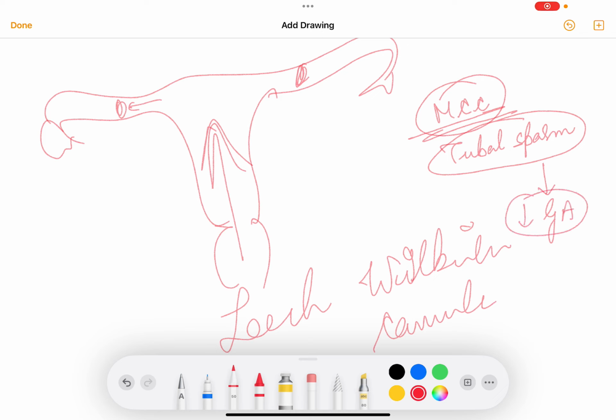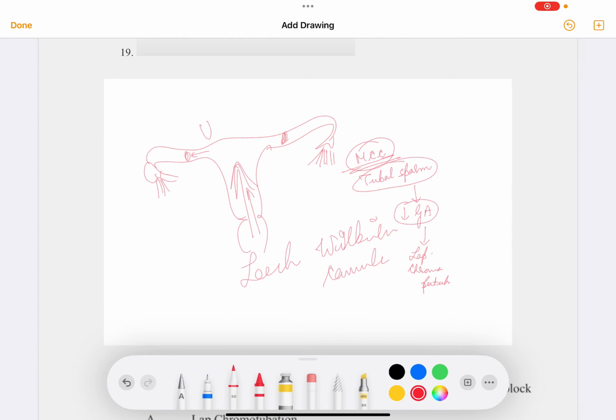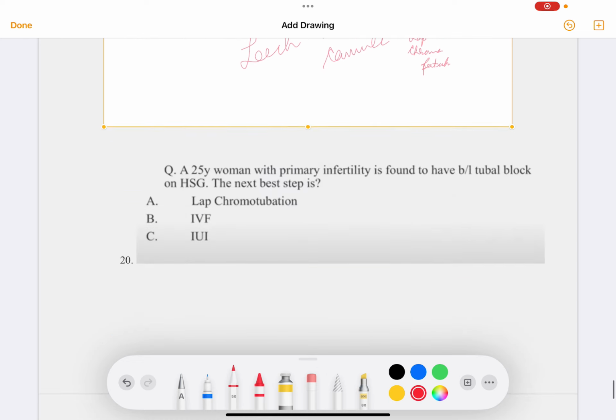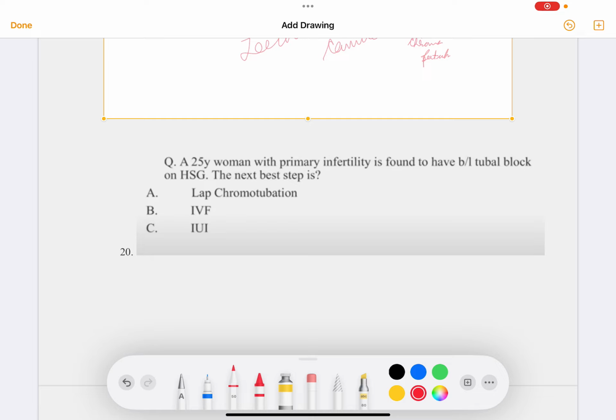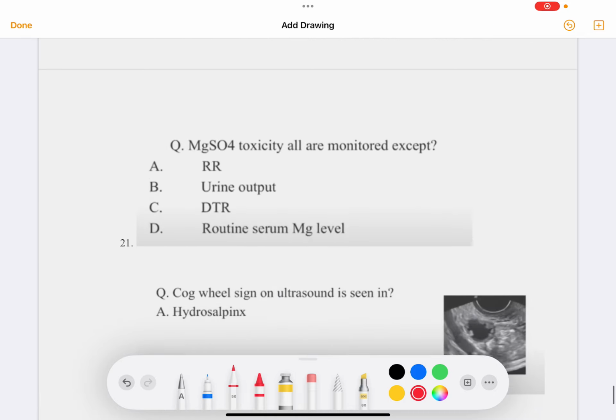Okay, when patient is not having pain, go for laparoscopic chromopertubation. What do you mean by that? You put methylene blue dye from inside and put a laparoscope outside in the abdomen and try to look whether dye is spilling from both the sides. Most of the patients who have bilateral tubal block in HSG will have dye coming out in laparoscopic chromopertubation, and so their cause of infertility will be ruled out. So answer will be A, laparoscopic chromotubation.